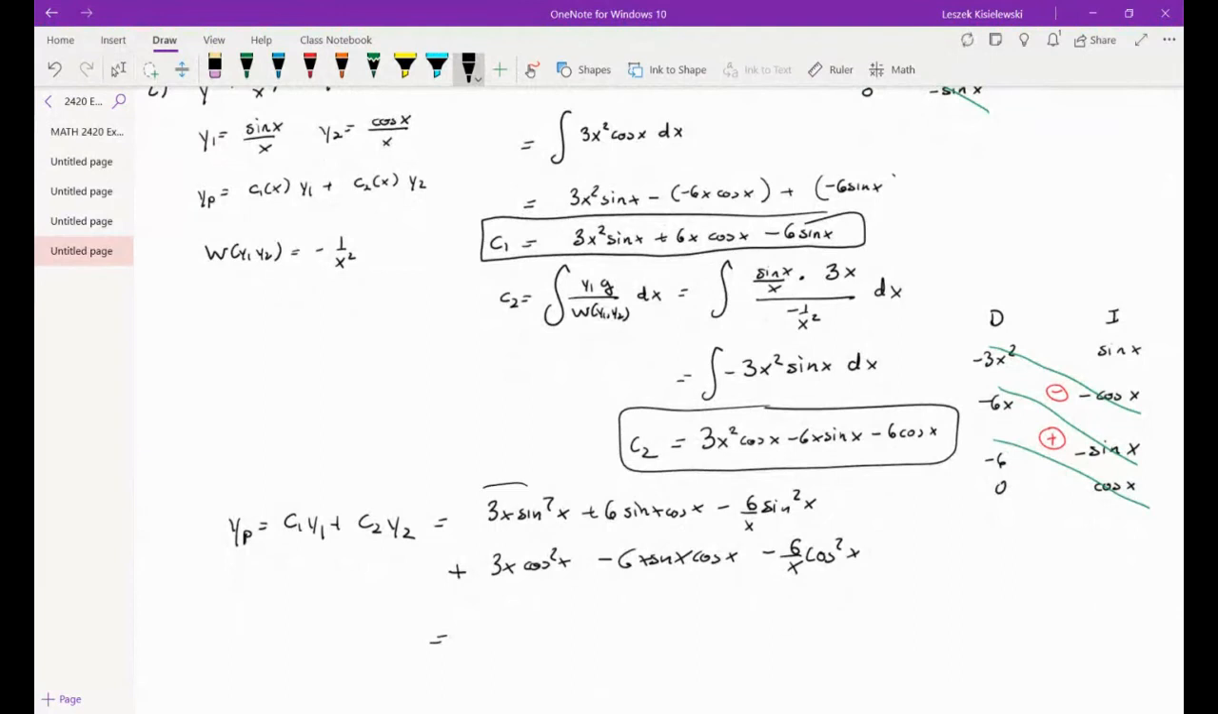Crapola. But you know, if we combine these terms, you can use the Pythagorean trig identity to get 3x. The middle guys cancel, they add to 0, and then finally, in combining those and factoring out a negative 6x, we get sine squared plus cosine squared is 1. So our particular solution at the end of the day reduces to this.